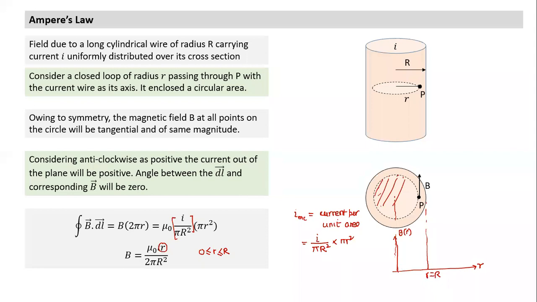Can you tell me what the shape of this will be? How would B vary with R? What will the shape of the curve? Linear, sir. It will increase linearly from zero to the surface. Where else have we seen a similar kind of linear variation of field? Inside a solid non-conducting sphere.